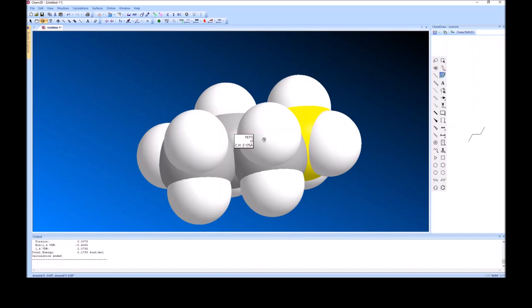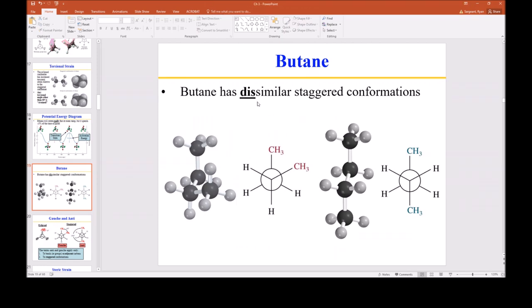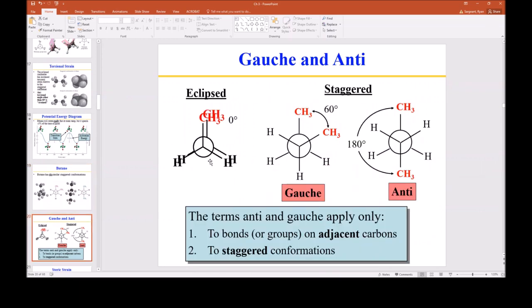So the idea is that staggered conformations have two possible energy states, and they're not the same. You can have a staggered conformation where the bulkiest groups are on opposite sides of the atoms, and this is called anti, or you can have a staggered conformation where those bulkiest groups are still staggered but adjacent to each other, and that's called gauche. So here is the spelling of gauche as promised, and there's anti. In this case, the methyl groups are gauche relative to each other, and in this case, the methyl groups are anti relative to each other.